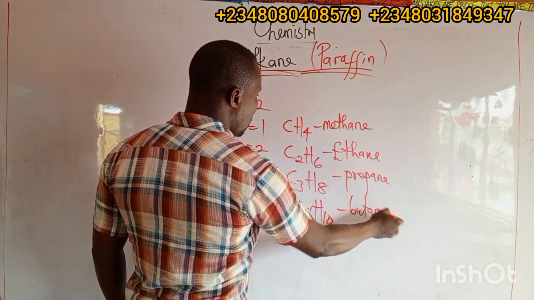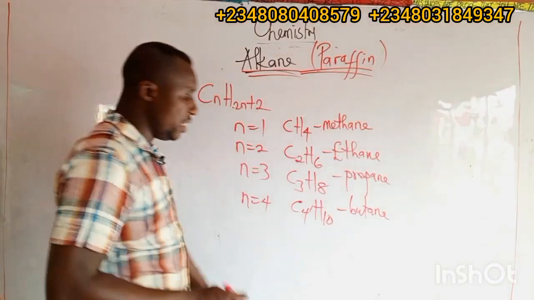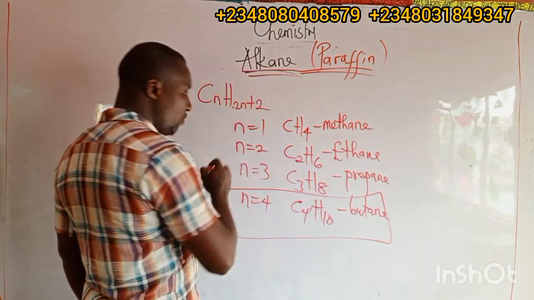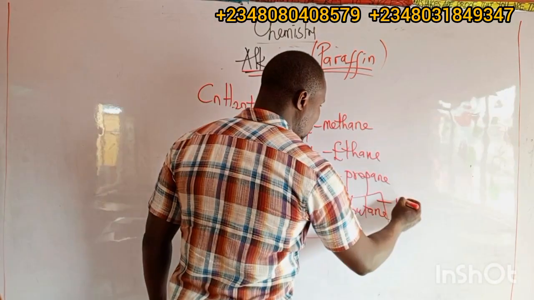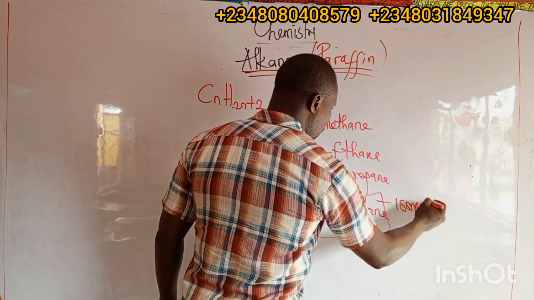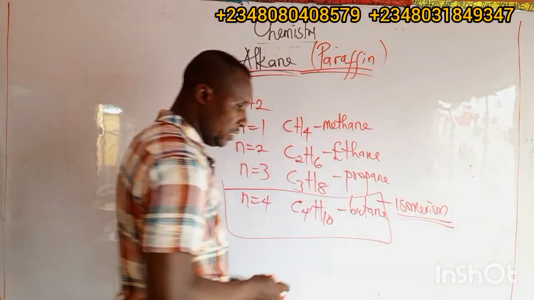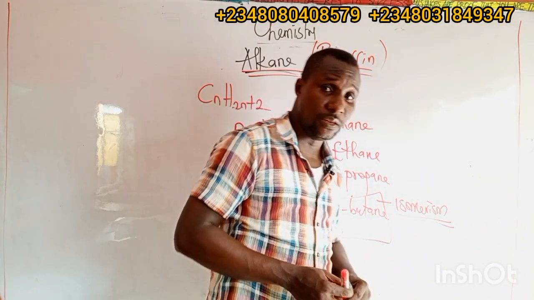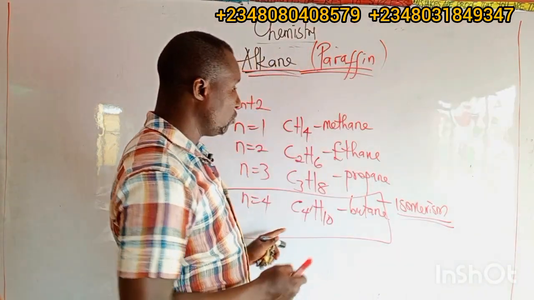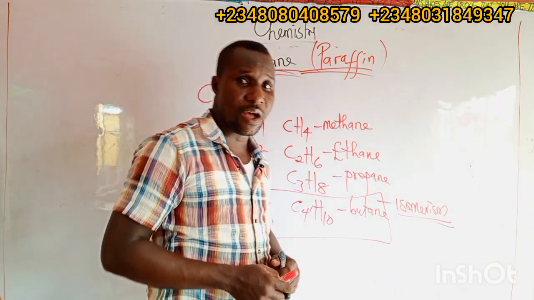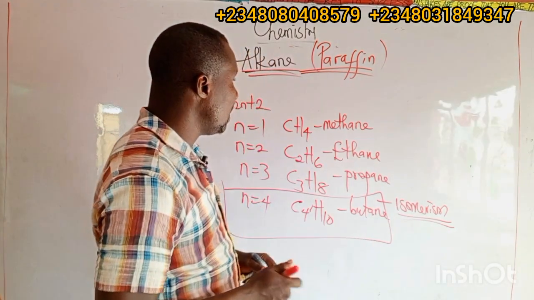Butane. And don't forget, I told you under alkane, the branches, isomerism, start from butane. That means branches start from butane. Take note of that. Under alkane, isomerism starts from butane.